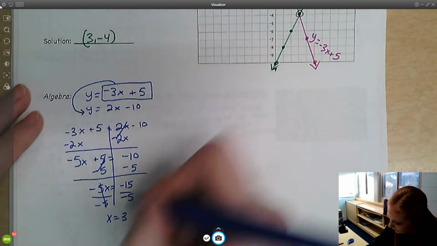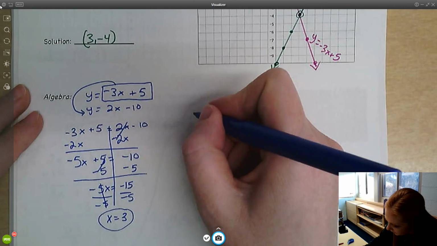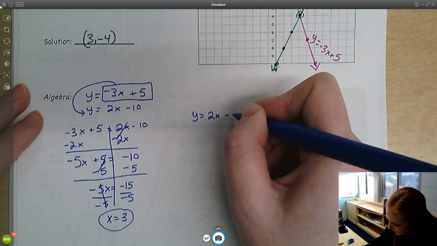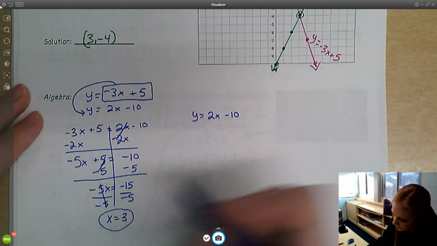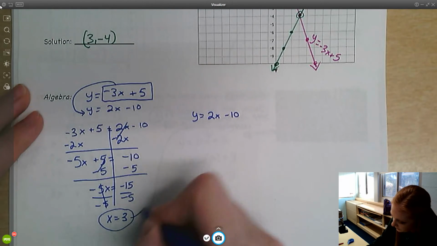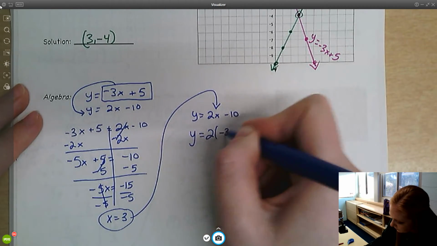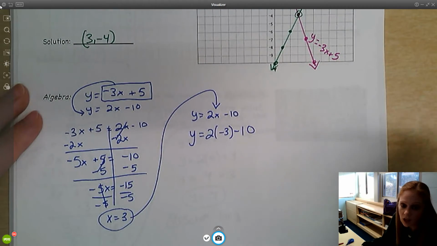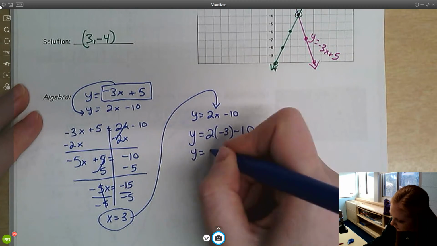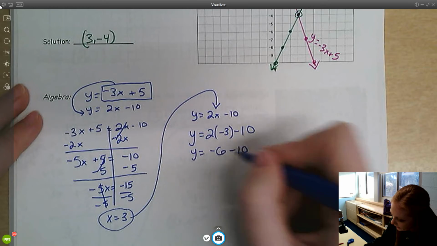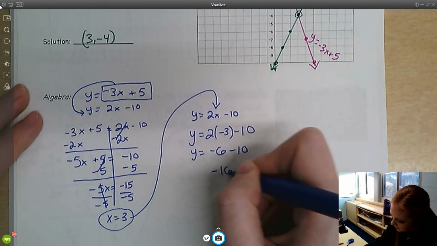Now I can take that 3 and plug it into one of my originals. I'm going to pick the original that doesn't have the negative. I think it'll be easier. So I'm going to take this x equals 3 and plug it in for x. Now I can solve for y. 2 times -3 is -6. -6 minus 10 is -16.